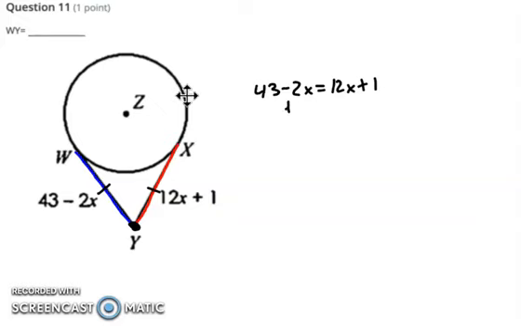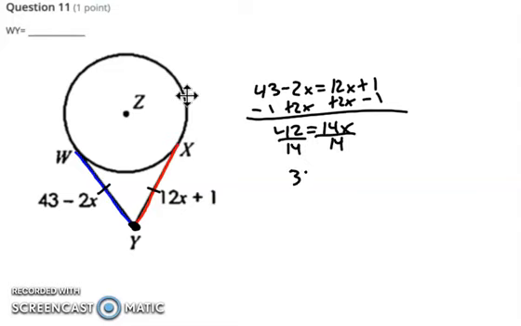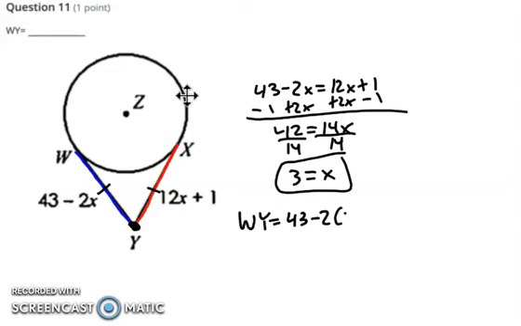Let's move the negative 2x to the right. Let's move the positive 1 to the left. We get 42 equal to 14x. Divide by 14. That means 3 is equal to x. If 3 is equal to x, we can answer the question. The length of WY is 43 minus 2 times 3, which is 43 minus 6, which is 37. You could check by plugging 3 in right here. That would be 36 plus 1, which is also 37.